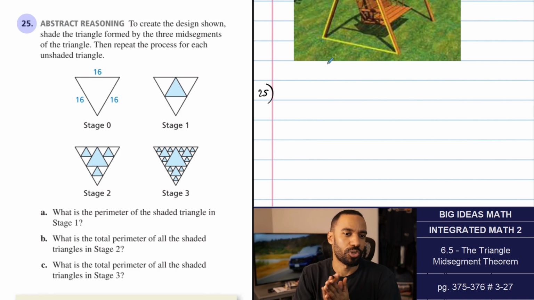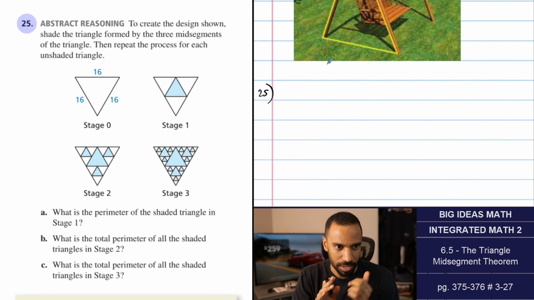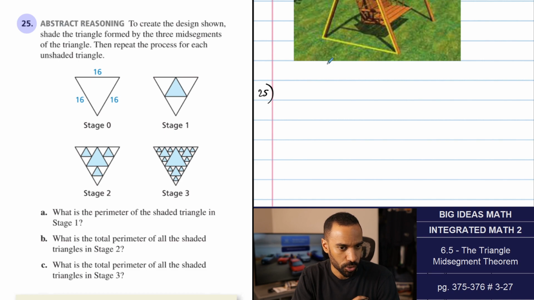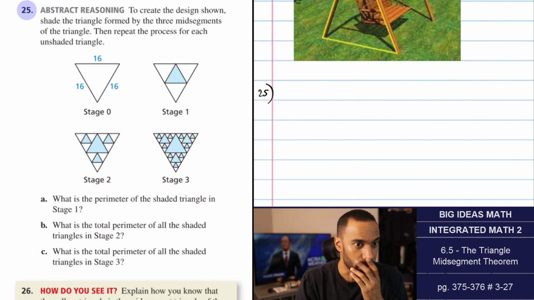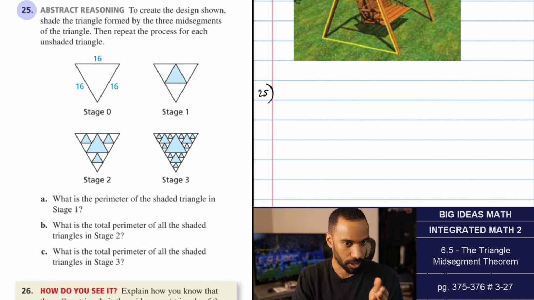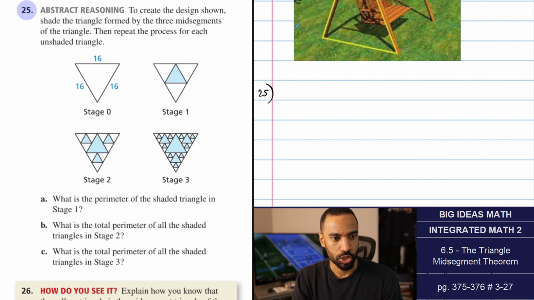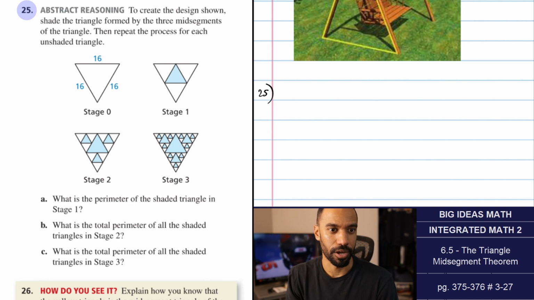Number 25, abstract reasoning. To create the design shown, shade the triangle formed by the three midsegments of the triangle. Then repeat the process for each unshaded triangle. Do they want me to do it, or are they just showing what it looks like? Okay. What is the perimeter of the shaded triangle in stage 1? Oh, okay. Yeah, they have numbers. I was going to say, how would I know unless I make one?